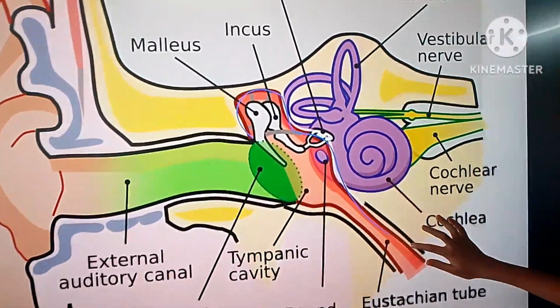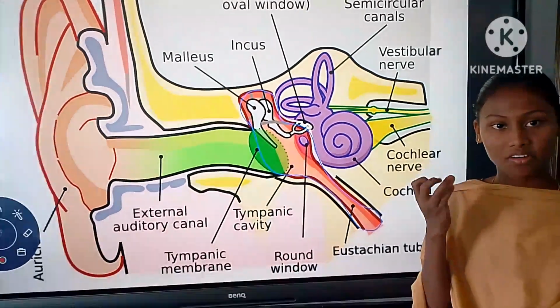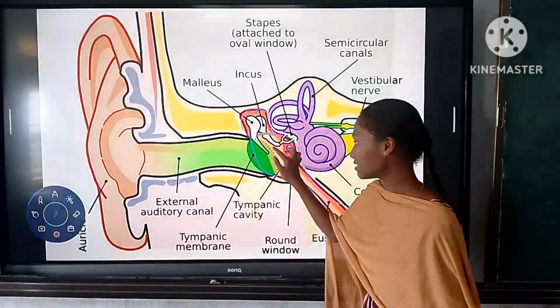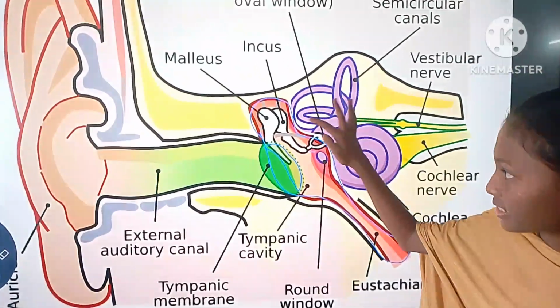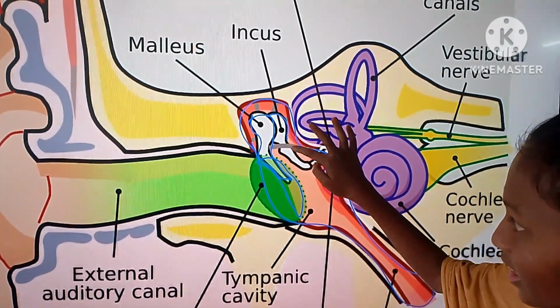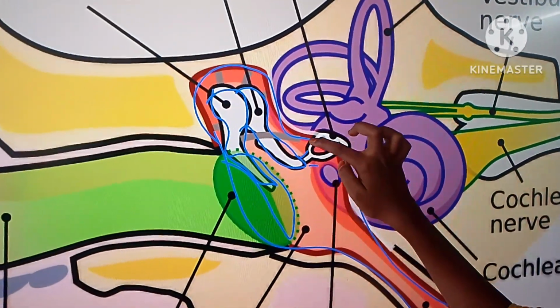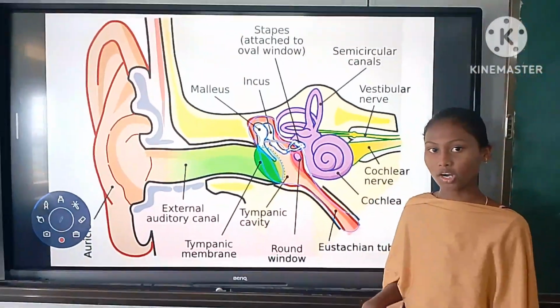This is the middle ear. The middle ear plays a role in amplifying the vibrations received from the tympanum. The middle ear has three bones. This is the first bone, malleus. This is the second bone, incus. This is the third bone, stapes. Stapes is the smallest bone of our body.